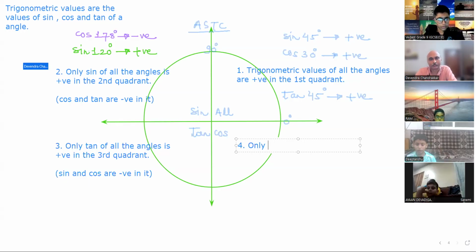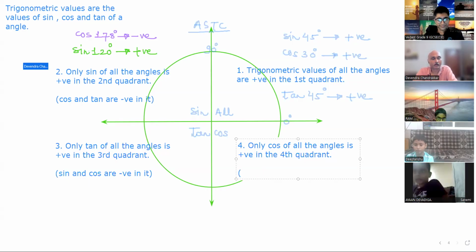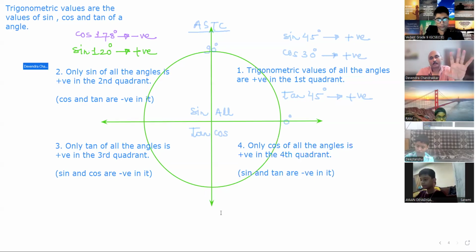All silver teacups, right? So only cos of all the angles is positive in the fourth quadrant. Okay. Please make neat notes. Treat this as your first session of your foundation program. So sine and tan are negative in it. Okay. So these are the rules, right? The attributes of the first, second, third, and fourth quadrant.